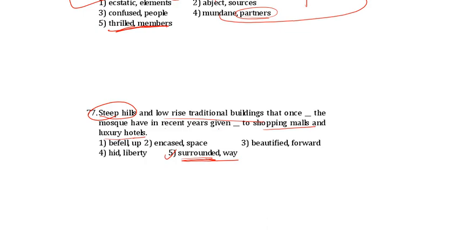Now in place of the traditional old buildings, all the traditional buildings have collapsed. Now there are so many shopping malls and luxury hotels near that mosque. So which one is correct? Surrounded is correct. Surrounded means round: front, back and side. So that is called surrounded. So steep hills and low-rise traditional buildings that once surrounded the mosque have in recent years given way to shopping malls and luxury hotels. So only the fifth one is correct. See the next one.